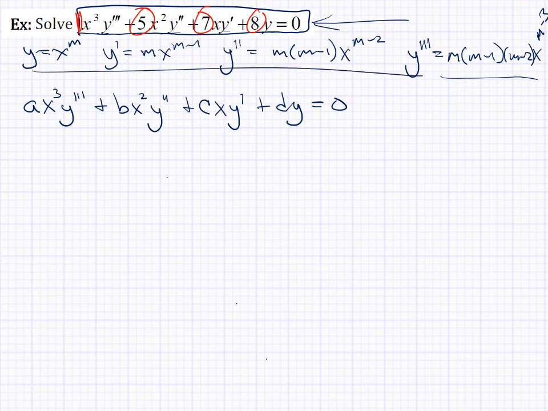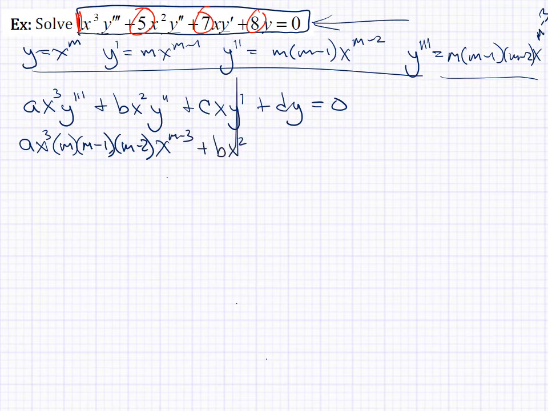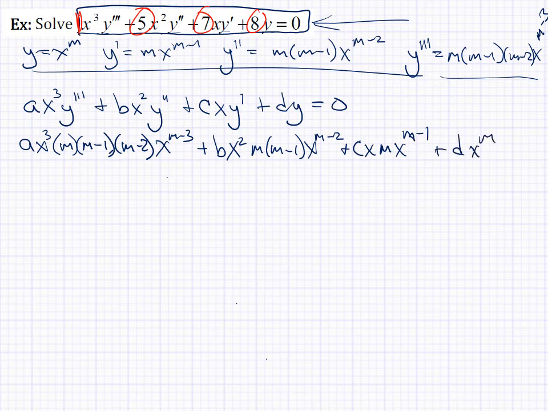So if I plug my derivatives into the equation, I get a x cubed times y triple prime, but y triple prime is m times m minus 1 times m minus 2 x to the m minus 3, plus b x squared times m times m minus 1 x to the m minus 2, plus c x y prime, which is m x to the m minus 1, plus d x to the m equals 0.